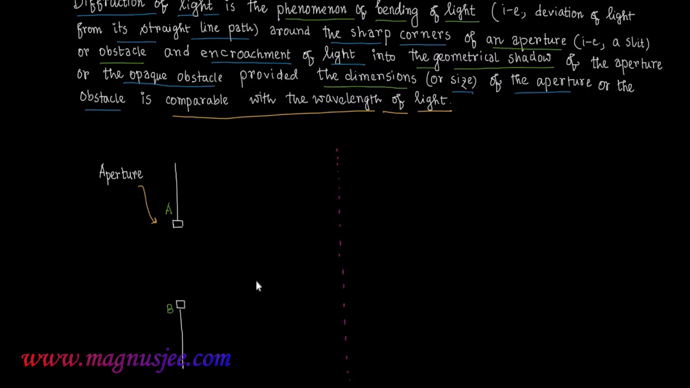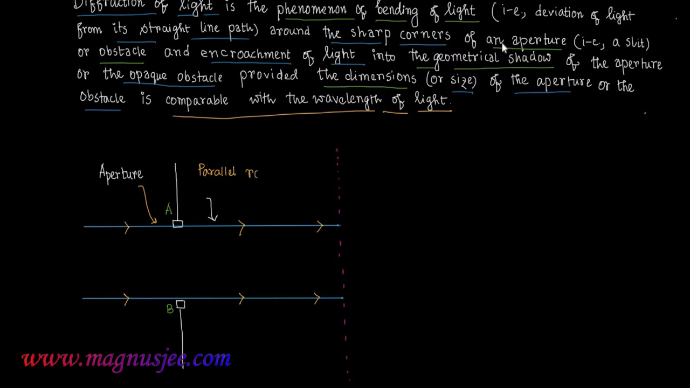AB is the aperture through which parallel rays will be passing. We are denoting the parallel rays, and this parallel beam of light is passing through the aperture and incident on the screen. These parallel rays travel along straight lines according to this diagram, and the screen is placed at a certain distance from the aperture AB. We can denote the geometrical shadow region.